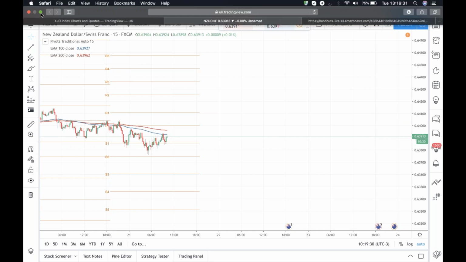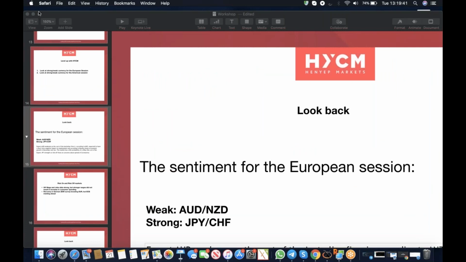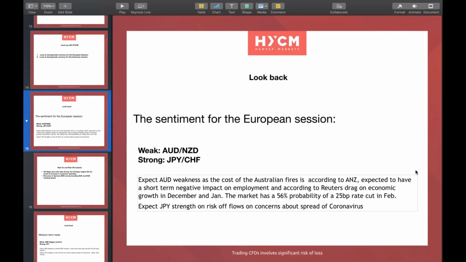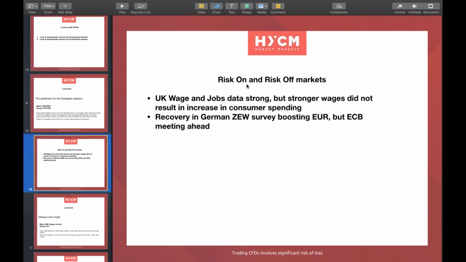So there will be potential short places for Australian dollar, Japanese yen, New Zealand dollar, Japanese yen, and New Zealand dollar, Swiss franc. All of that would, in my view, be valid short trades for the session in the European. We'll get on to the US session in a minute. Now, what did we see in the European session this morning? We'll just quickly cover that.